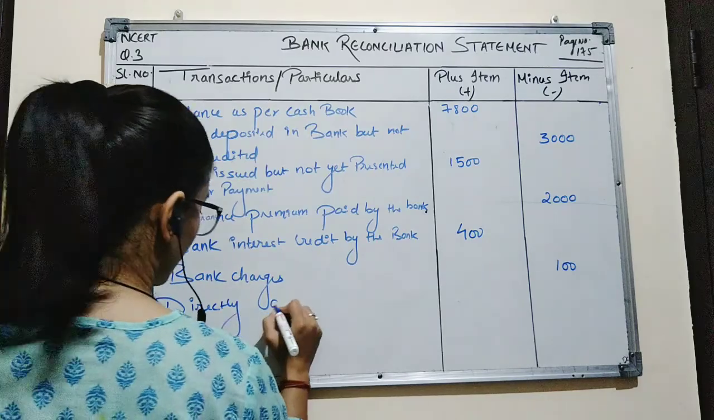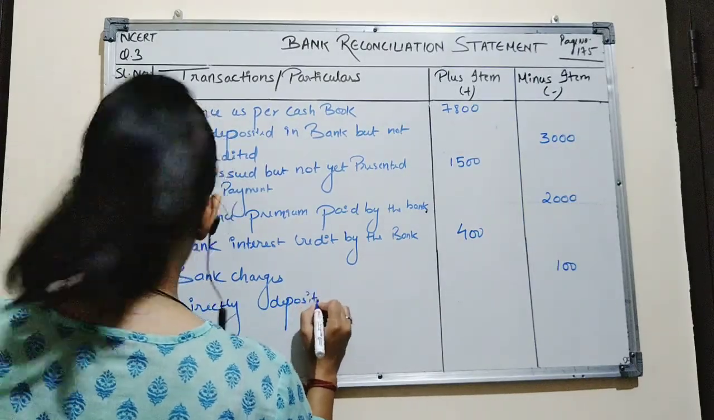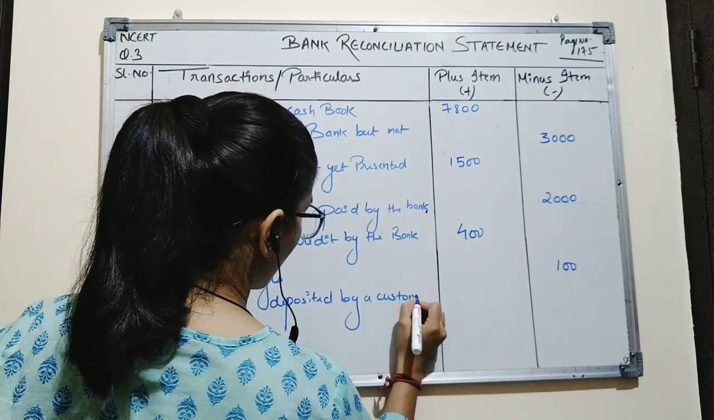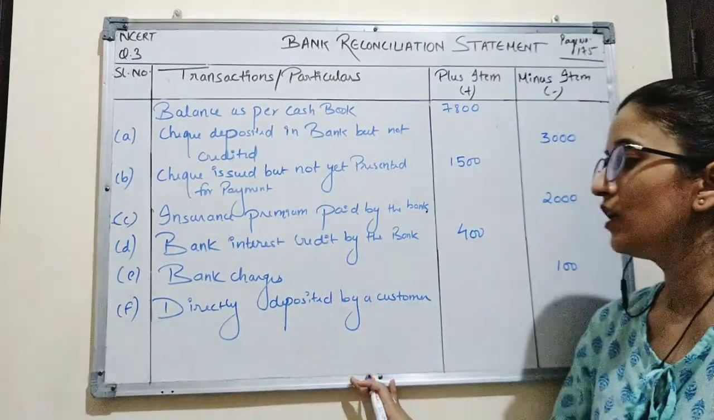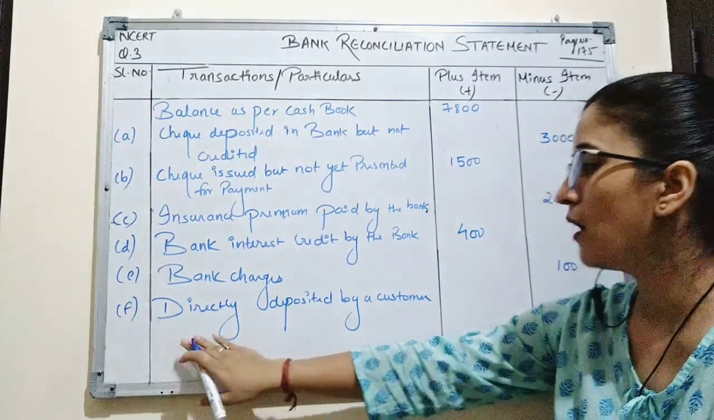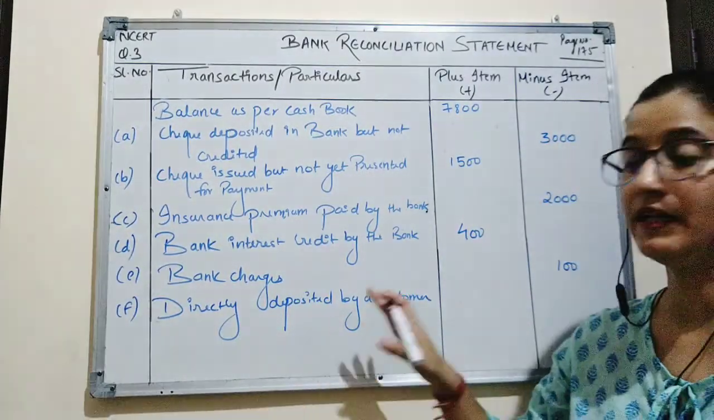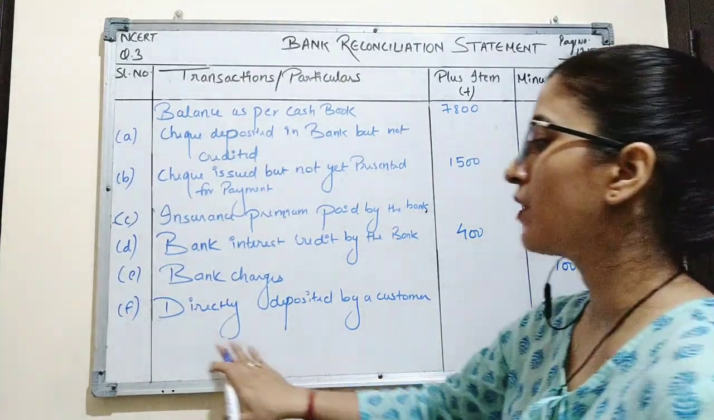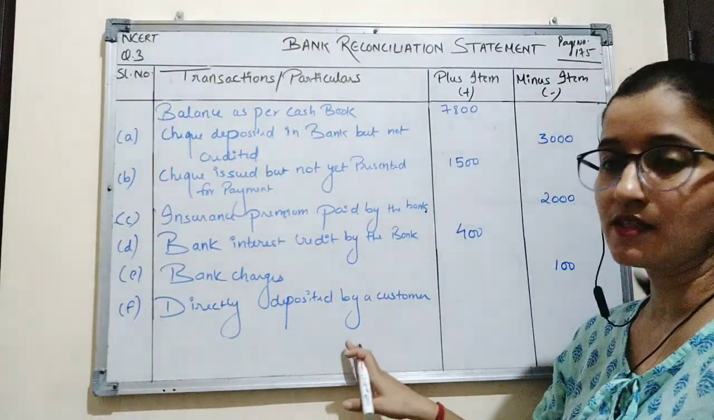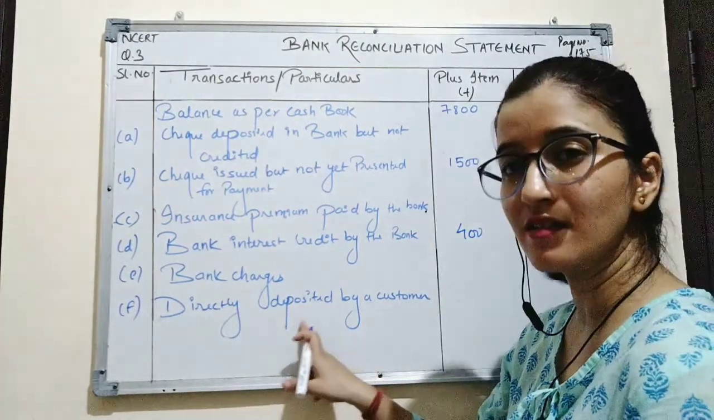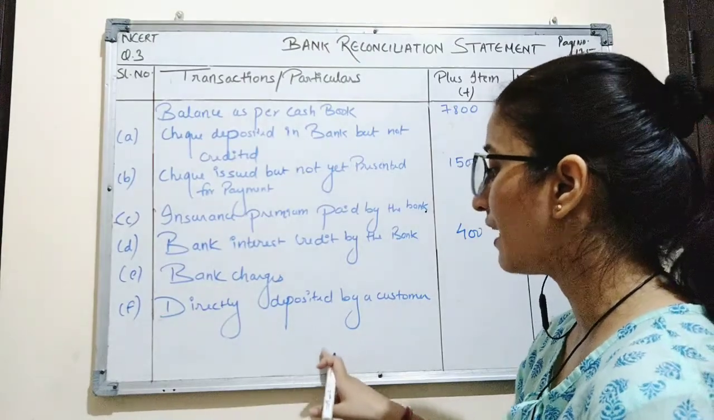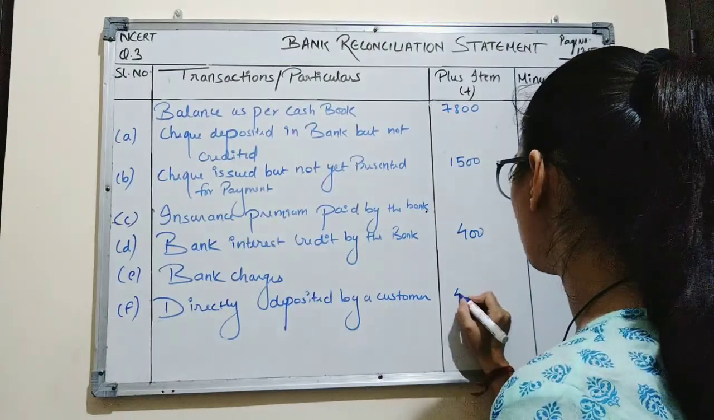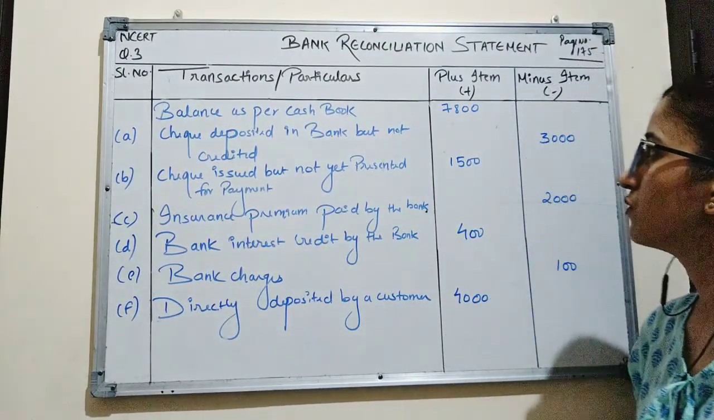And the last transaction is directly deposited by a customer. In this transaction, the amount has been deposited by the customer directly, which means the amount is deposited into the bank directly. So when the amount is deposited, this amount will show a reduced balance in the cash book. To reconcile that amount, we will record that transaction in plus item, and the amount is 4000.